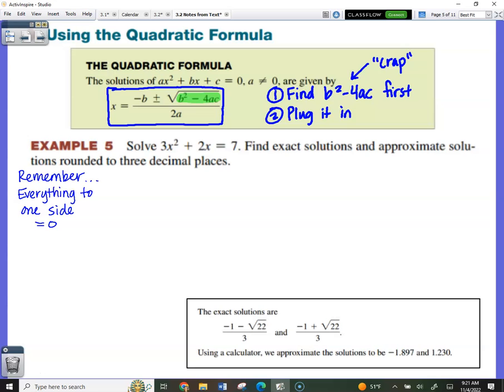Now, let's refresh you on what the directions are asking here. It says solve this quadratic. Notice it says exact solutions and approximate solutions, rounded to 3 decimal places. Exact means they want no decimals, which means radical form. Approximate solutions to 3 decimal places, that means, okay, then you can just tell me what the decimals are.